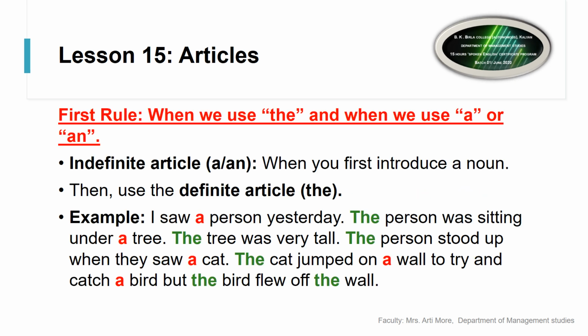Now let's focus on rule number 1. When do we use the, and when do we use a or an? Okay? The indefinite article a or an is used when you introduce a noun to someone for the first time. It doesn't matter if you are speaking or writing. When you are first introducing any countable noun, you need to use a or an. Then you can use the definite article after you have introduced the noun.